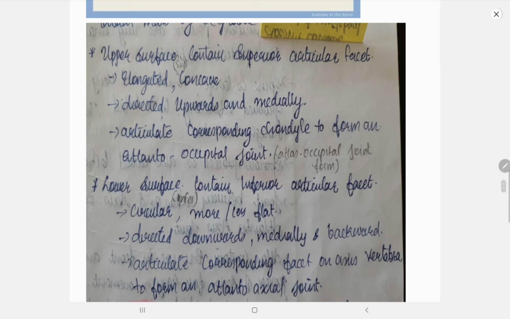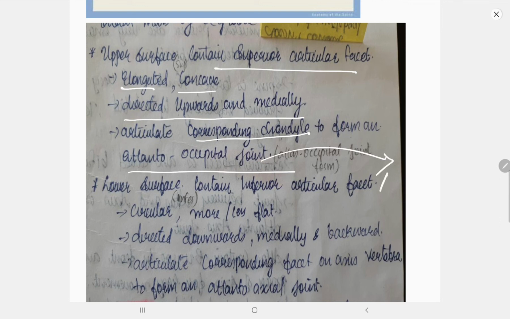I have given a picture to show and I explained here. Upper surface contains the superior articular facet, which is elongated, concave, directed upwards and medially, and articulates with the corresponding condyle to form the atlanto-occipital joint. This atlanto-occipital joint is a joint between the atlas and the occipital bone of the skull.